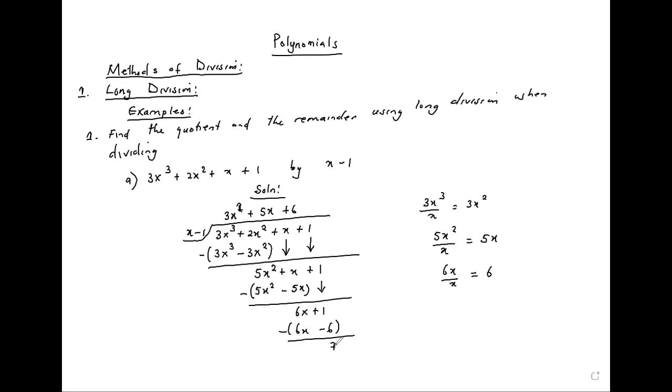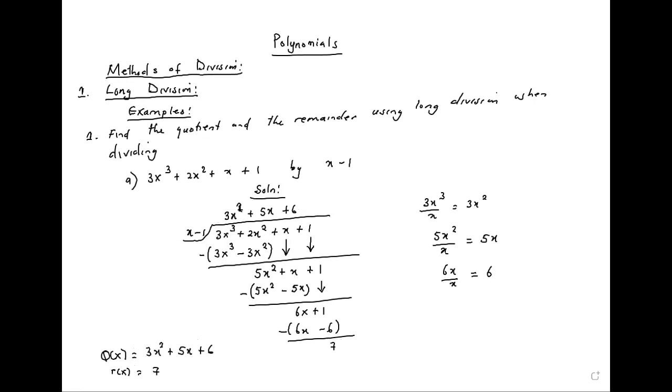When you get such a thing, you are saying that the quotient is equal to 3x squared plus 5x plus 6. And the remainder is equal to 7. The remainder is this one you get here. And the quotient is the one up here.